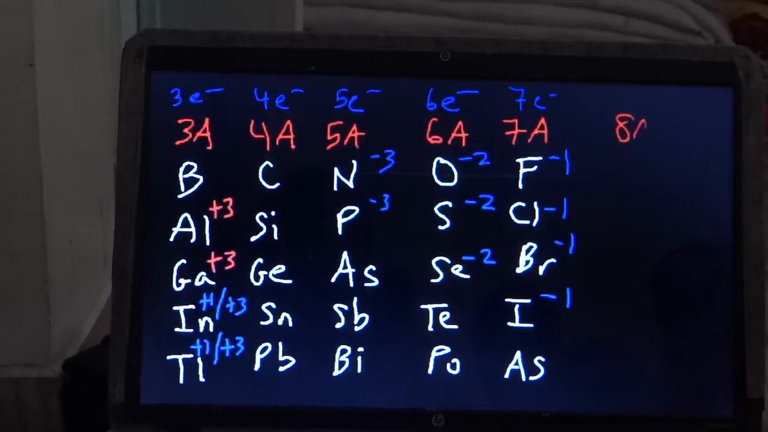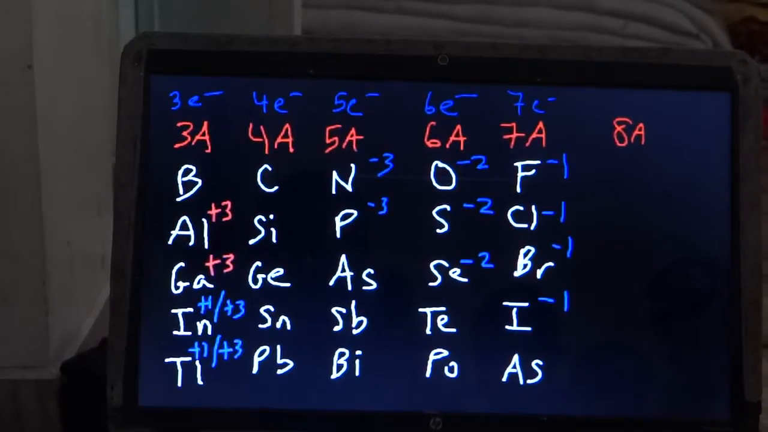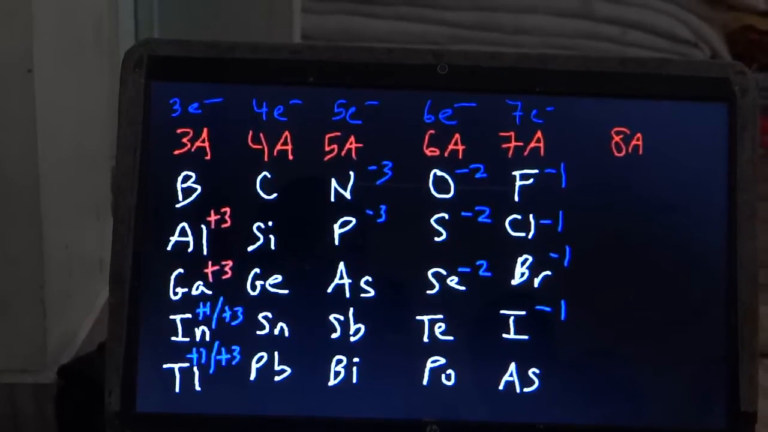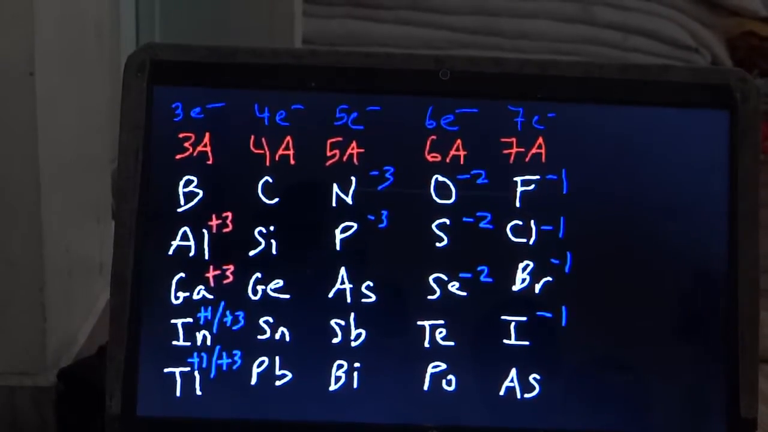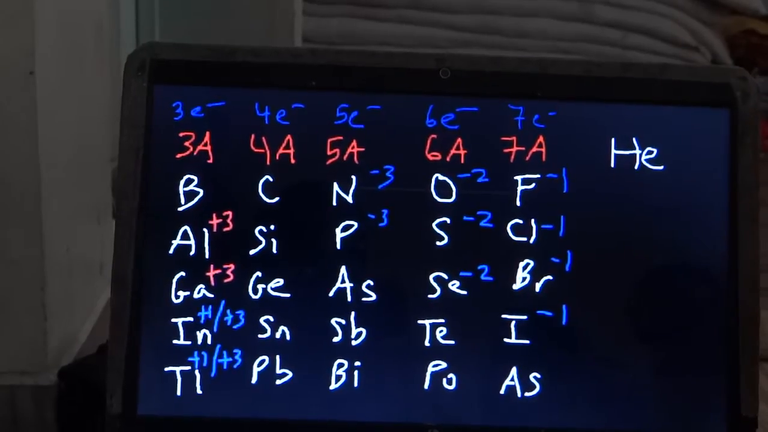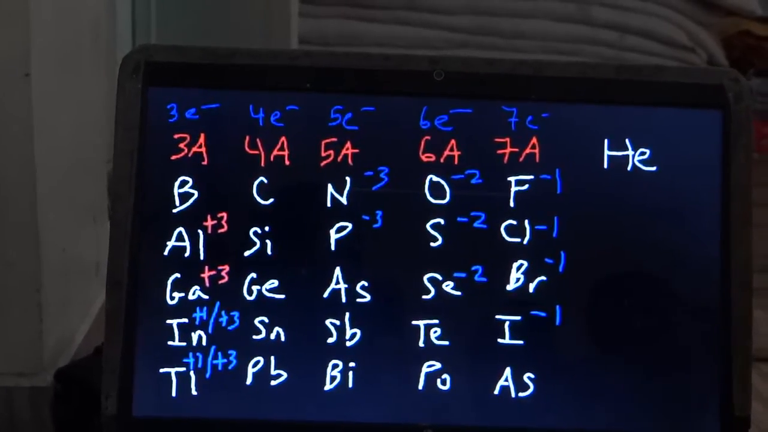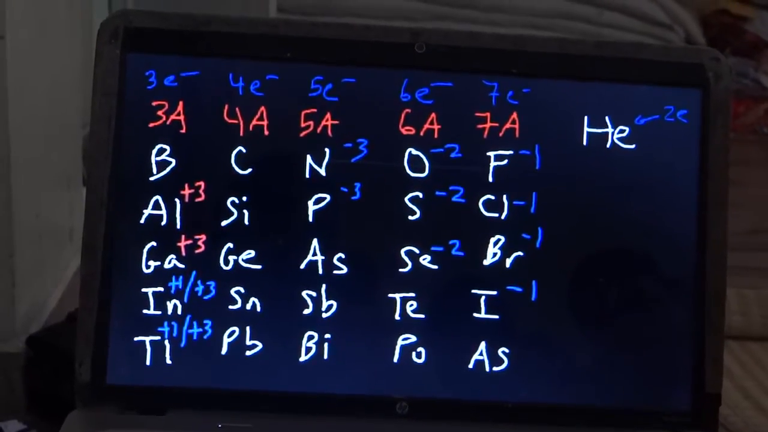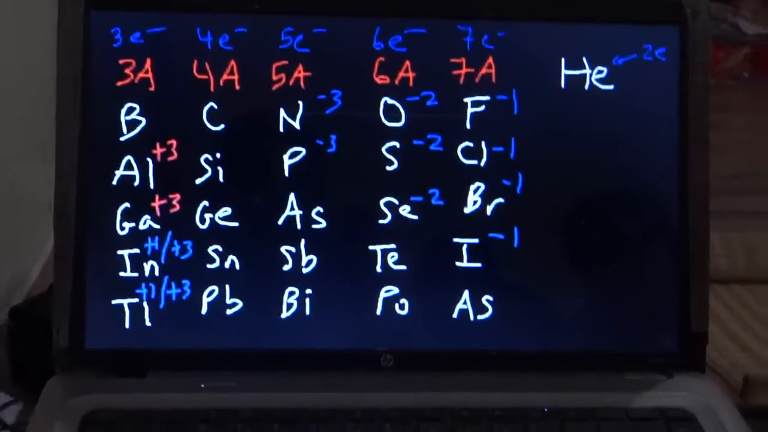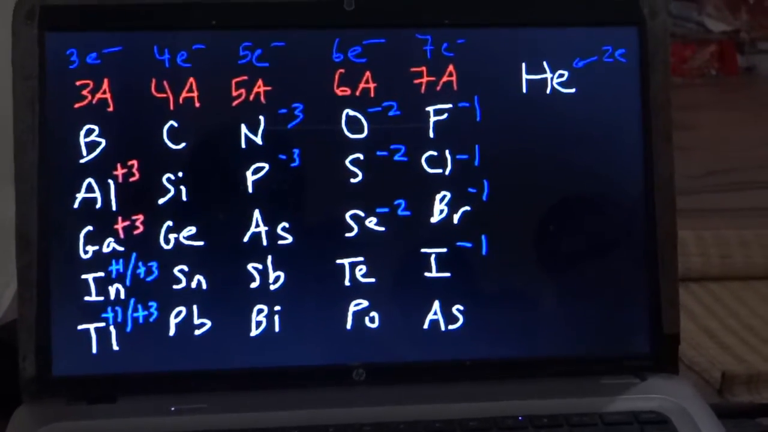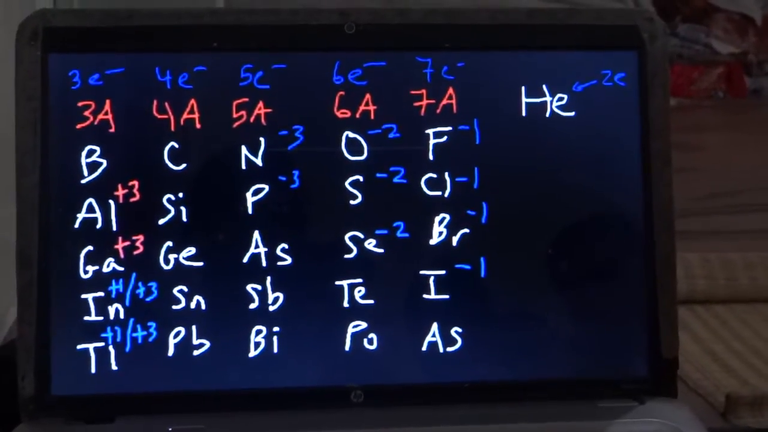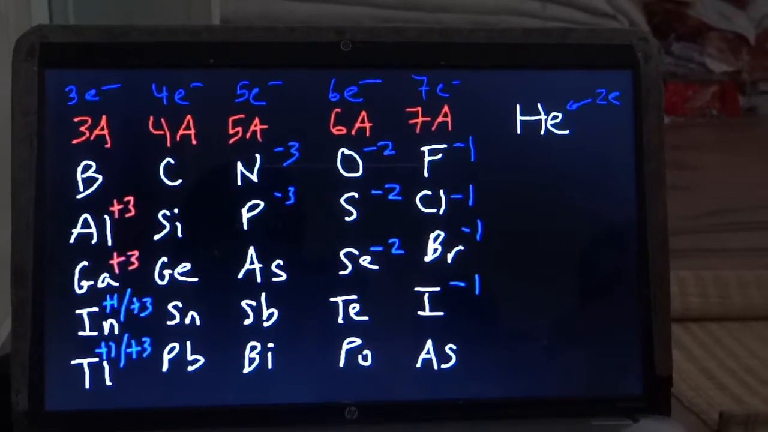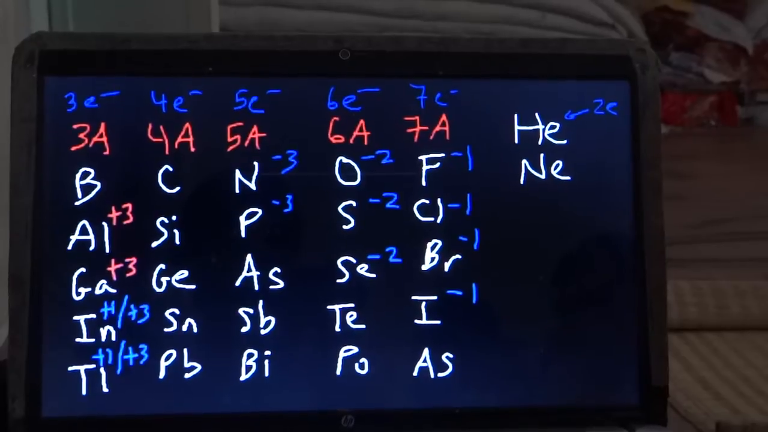Now, group 8A, or group 18, represents the noble gases. Over here you have helium. Helium has 2 valence electrons. It doesn't have 8. The first row elements can only have a maximum of 2 electrons in their first energy level. Elements in the second row can have up to 8 electrons in their second energy level. Neon has 8 valence electrons.